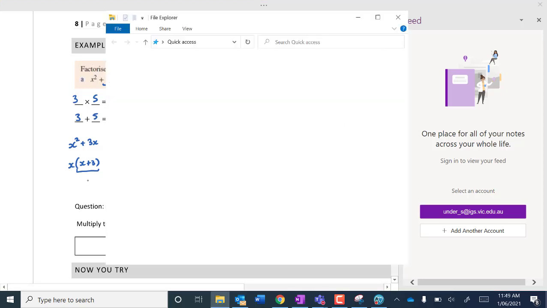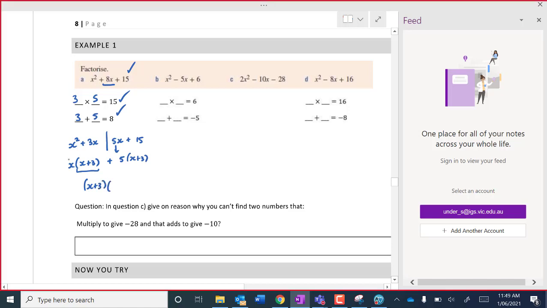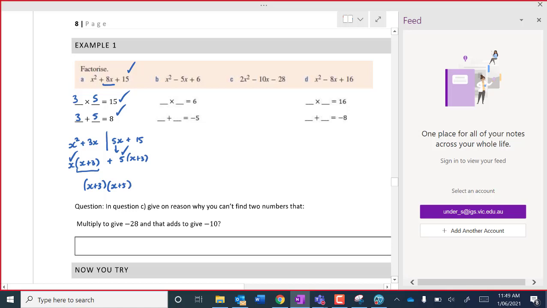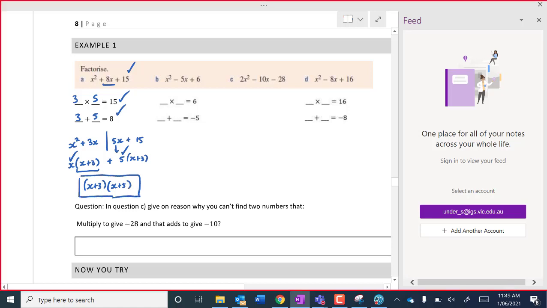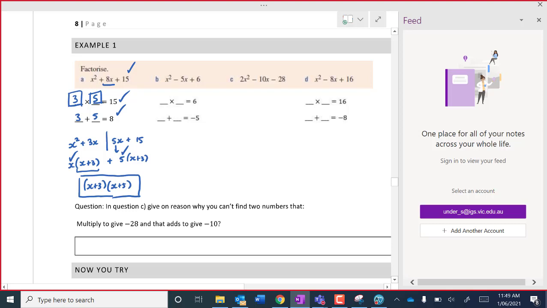They have an x plus 3 in common, and if I multiply that by x plus 5, we are done. And as you can see, yes, there is a bit of a shortcut, because if I have an x and I put this number in, x plus 3 and x plus 5, we've actually now factorized that.